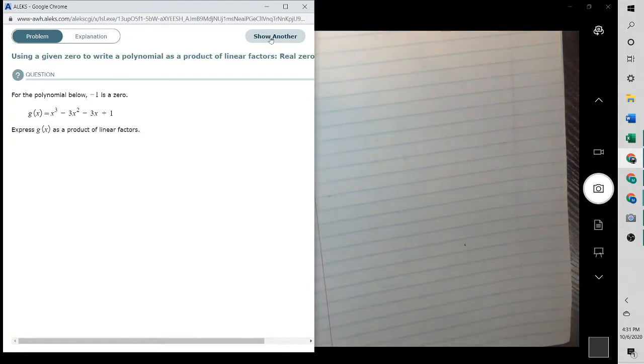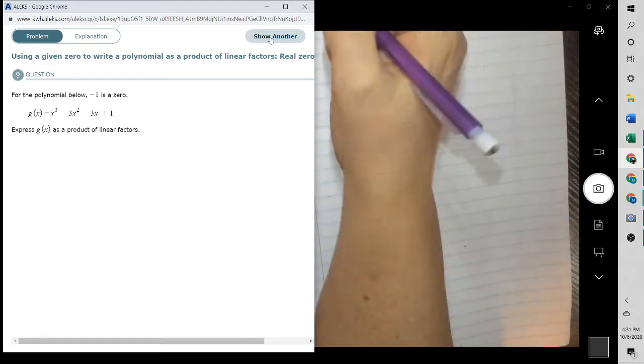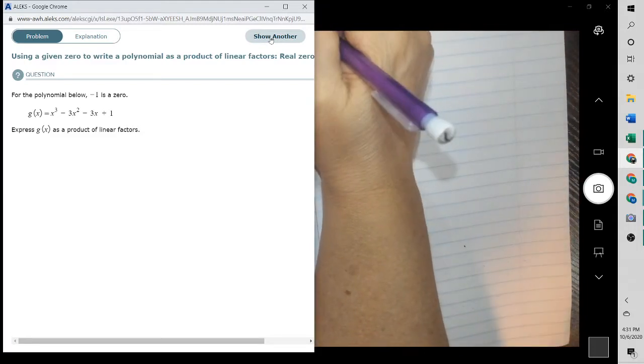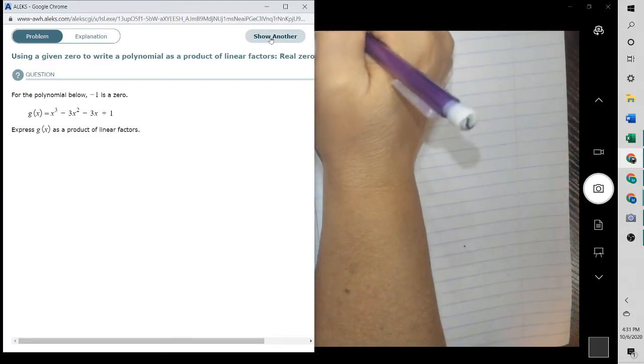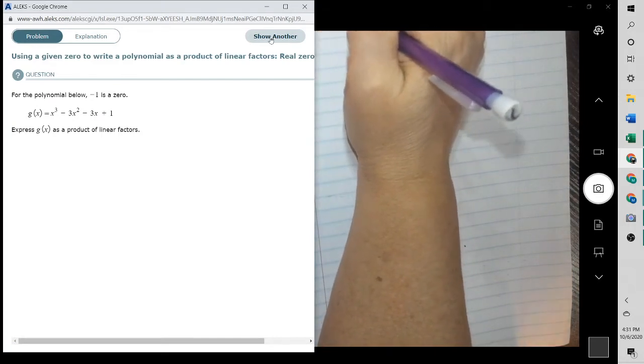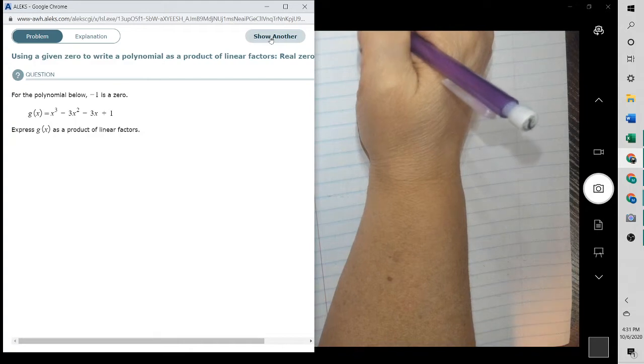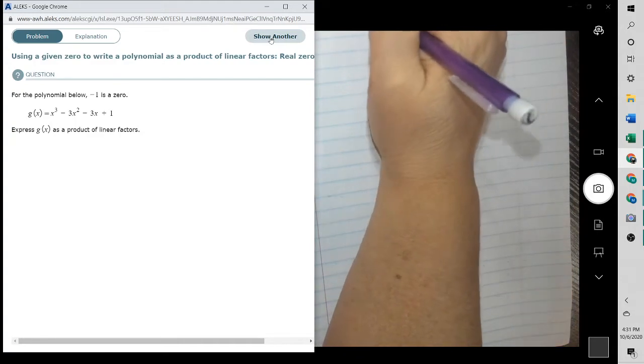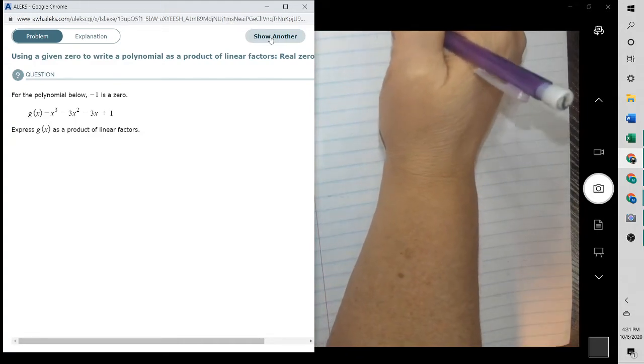I think that's the same one. No, okay. g of x equals x cubed minus 3x squared minus 3x plus 1.